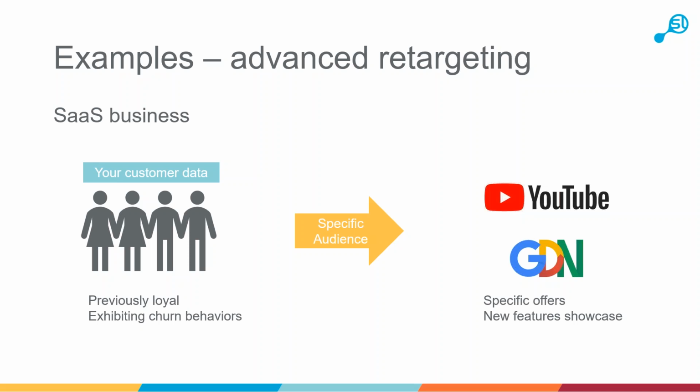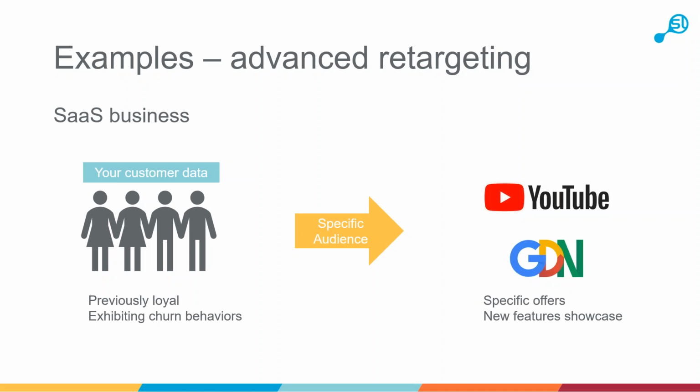Another example is we can do more advanced retargeting. So we might have this software as a service business. We might do the analysis and find out that there are certain behaviors that customers with a high propensity to churn exhibit. So this could be interacting with the platform less, or viewing the invoicing page, for example.